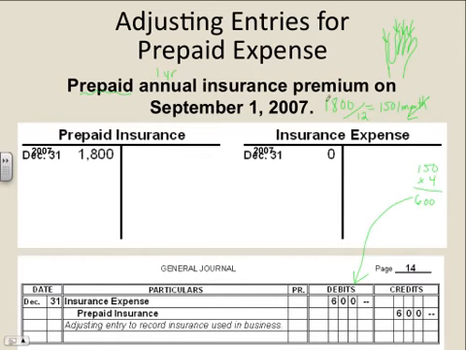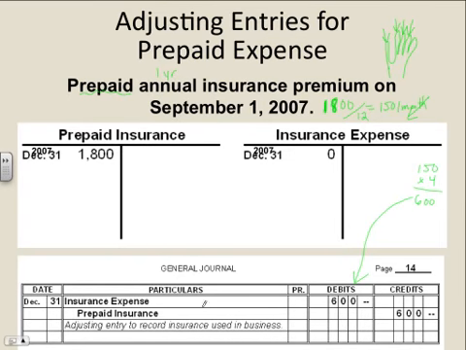Okay, so again, always take your insurance policy, how much it costs, and divide it by the number of months it's good for. Usually it's going to be a year, but in some cases it might be 2 years or 18 months. So I divided that by 12 to get $150 per month. We used up 4 months. We used September, October, November, and December. So 150 times 4 is 600. So our insurance expense for that year is $600.